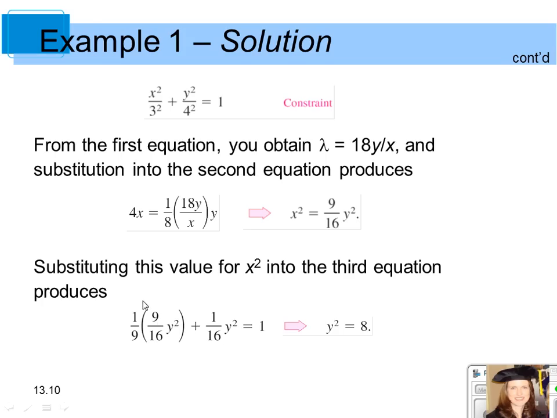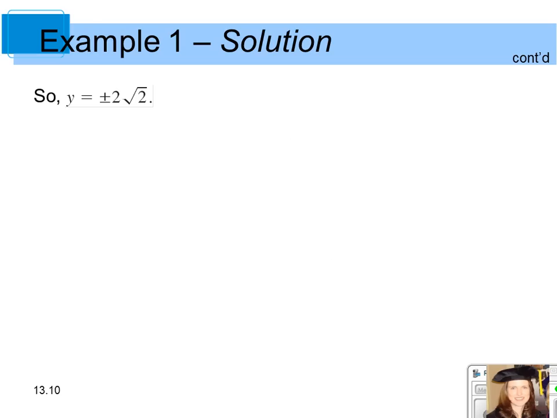So this ends up simplifying to 1 over 16 y squared plus another 1 over 16 y squared equals 1. And that gives you 1 over 16 plus 1 over 16 is 2 over 16, or 1 over 8 times y squared equals 1, or y squared is equal to 8. You can solve this for y by taking the square root of both sides. And the square root of 8 is plus or minus 2 square root of 2.